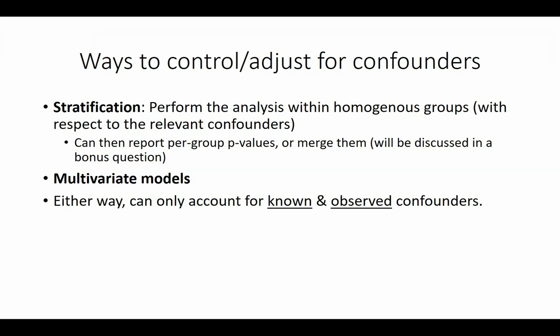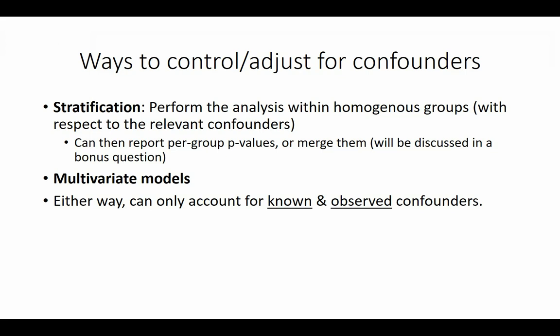So we can say, okay, it's significant in both men and females, or it's only significant for females and not for males. Or we can then somehow merge the two of them. This will actually be discussed in an upcoming bonus question that we'll make sure to circulate among you. So we can see how we can take per group p-values and merge them into something global. Or another way that we can work with it is using multivariate models that will consider a few variables at a time, which is what we're going to focus on today.